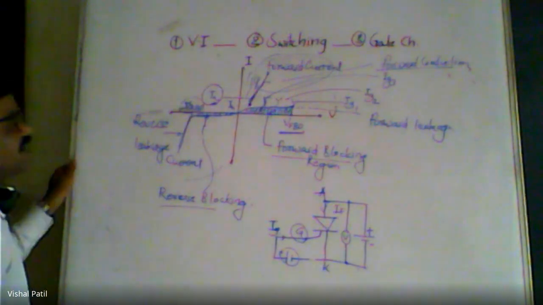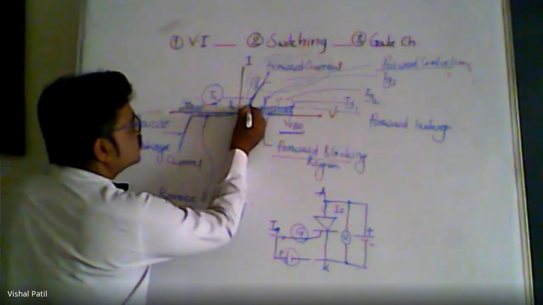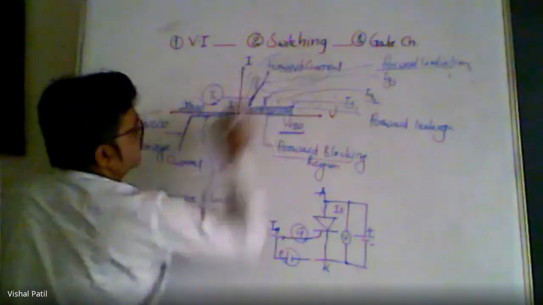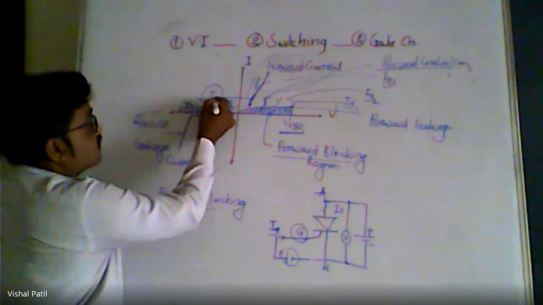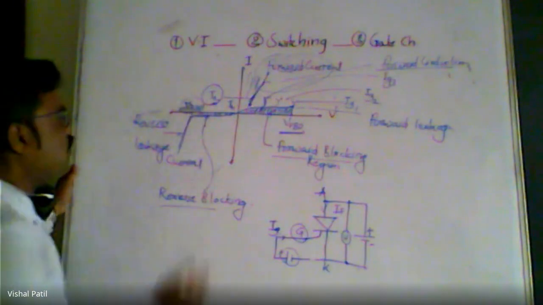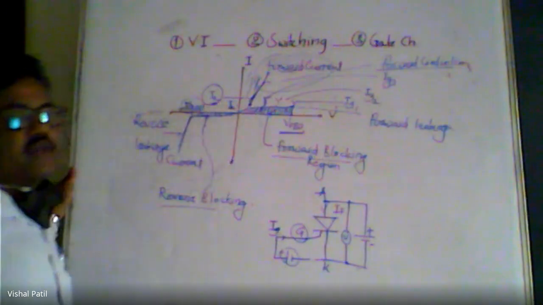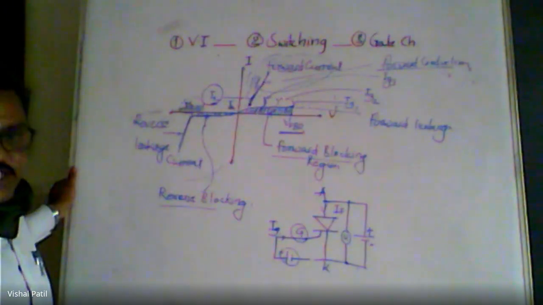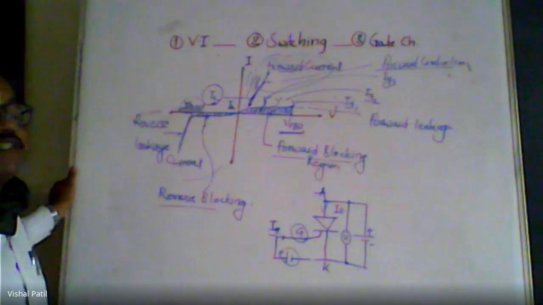So holding current and latching current, these two terms are associated with the forward current. Latching current is the minimum value where the device is about to conduct, and holding current is the minimum value of the current when the device is about to stop conduction. Okay, that is the vice versa.